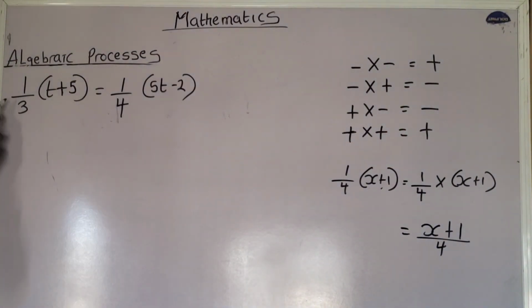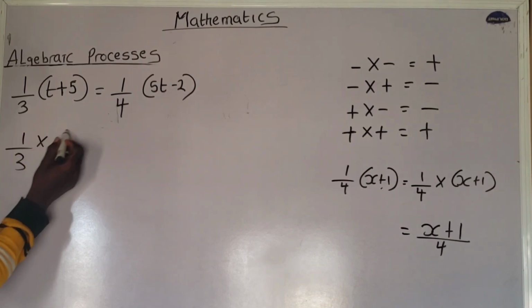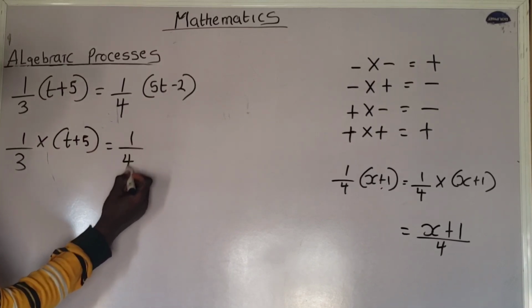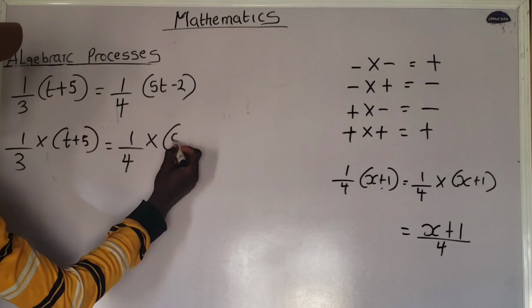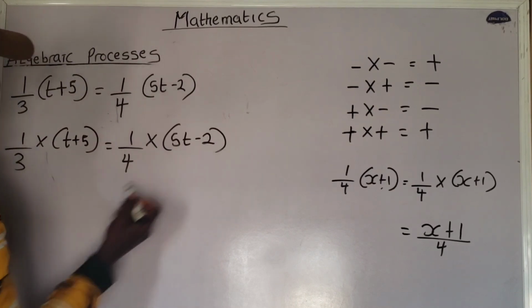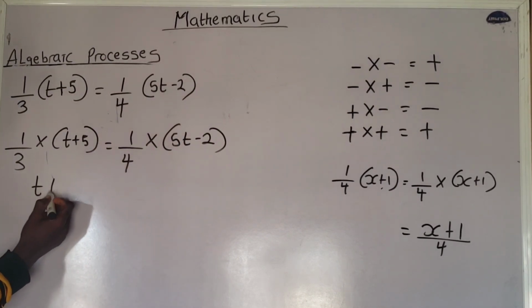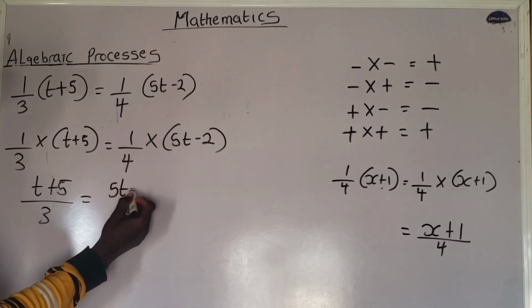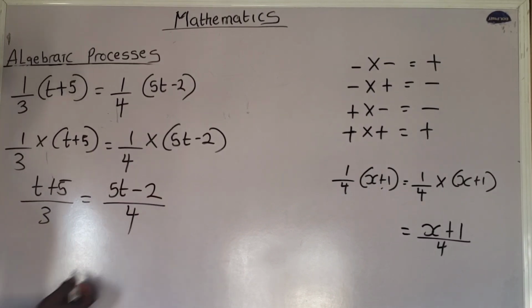Okay, now we have 1 over 3 into bracket t plus 5. That means that this t plus 5 will be multiplying the numerator. The numerator here is what? 1. You understand? So for this, I'm going to have 1 over 3 multiplied by t plus 5, is equals to 1 over 4 multiplied by 5t negative 2. Okay, now for this, I'm going to have t plus 5 all over 3 is equals to 5t negative 2 all over 4. Is that not it?